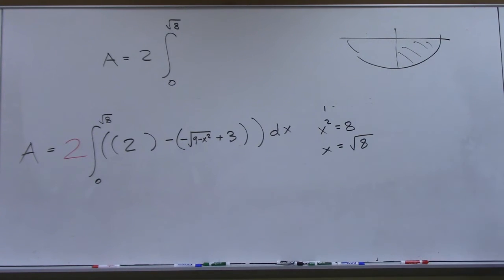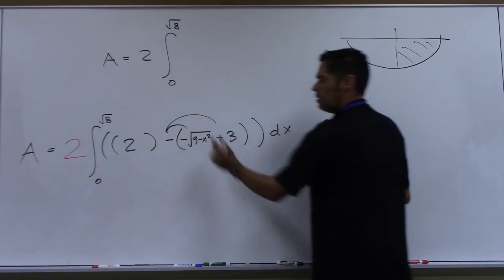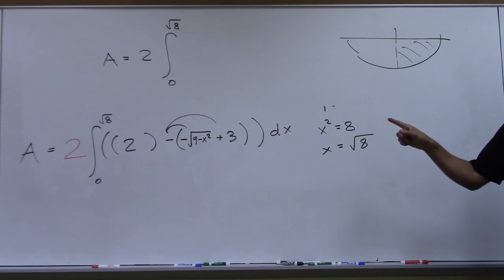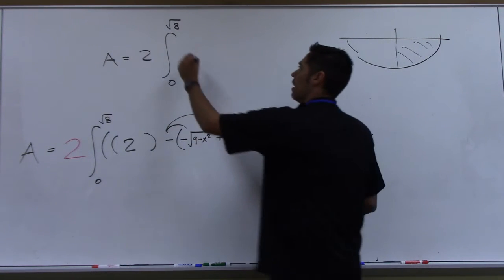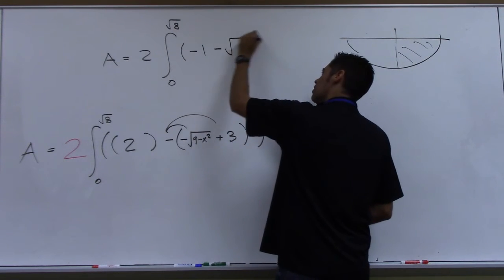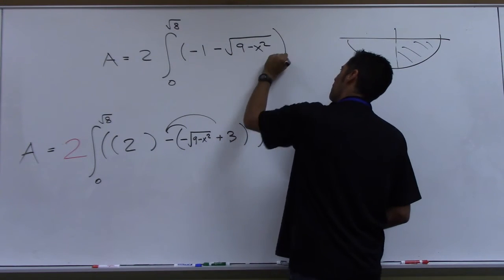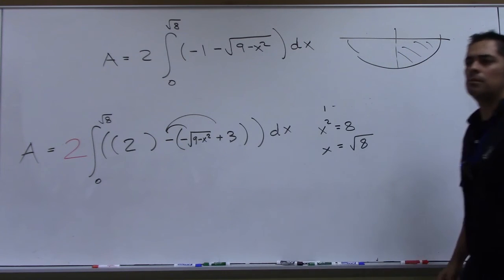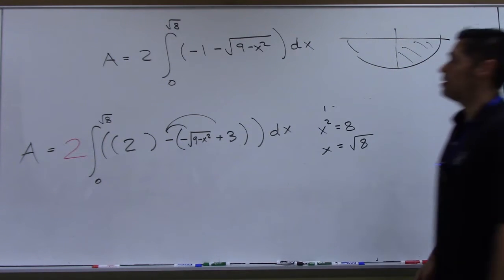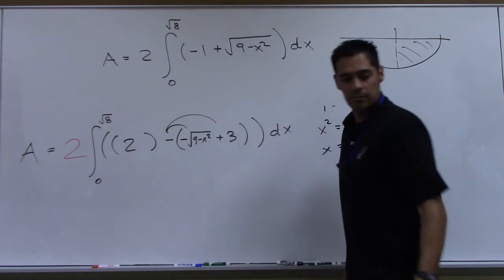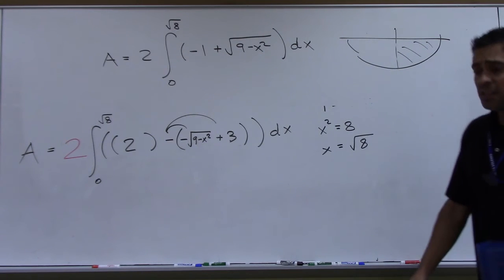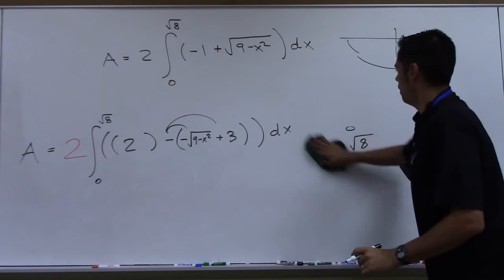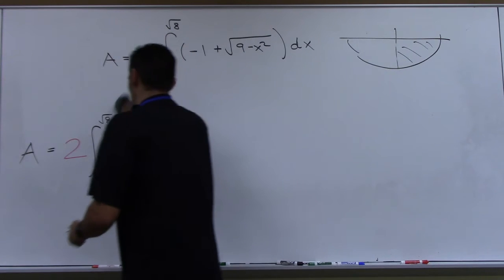What number goes in there? Like I can distribute this, right? So 2 take away 3 is negative 1, right? So I have negative 1 in here, and then minus root of 9 minus x squared, dx. Plus, yes. I don't know why I did that. That good? Can we integrate that? I hope so. We spent several weeks on it.